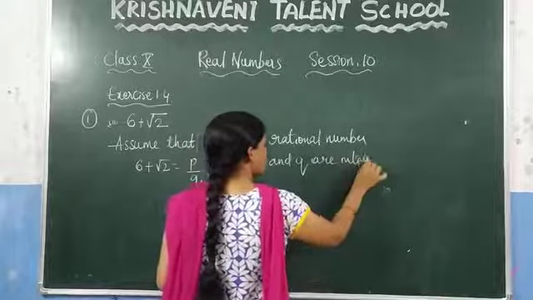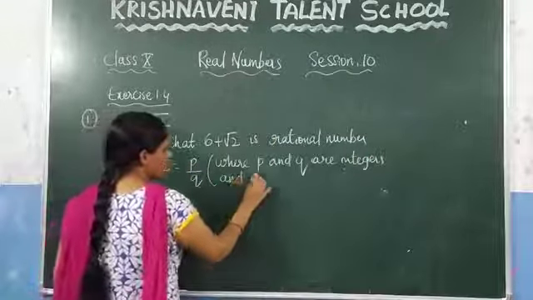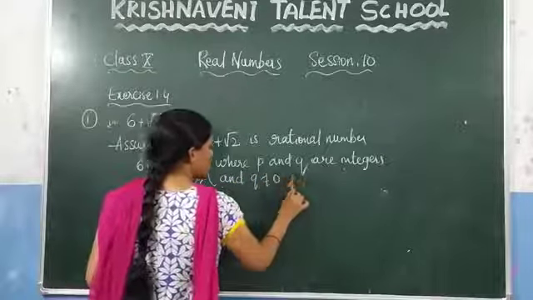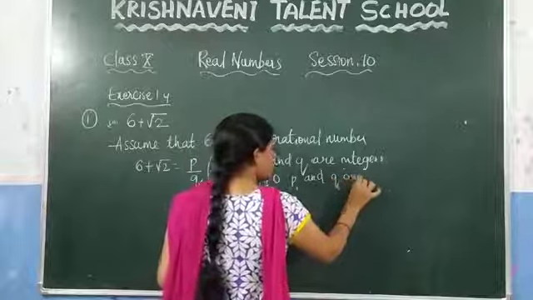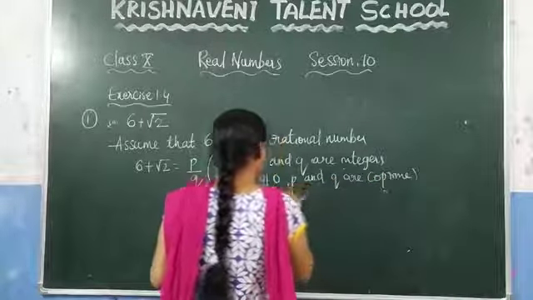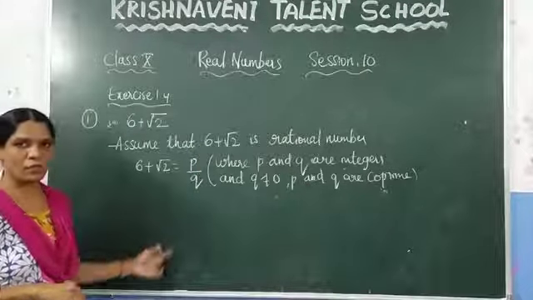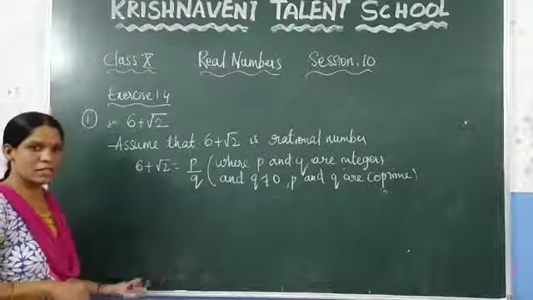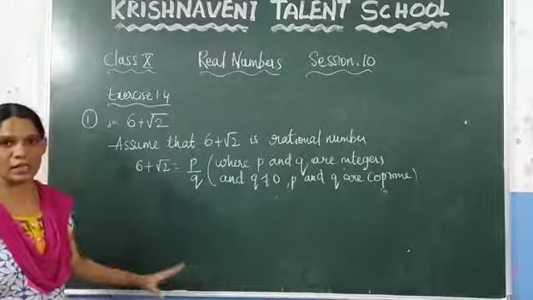And what is the condition for the denominator? Q not equal to 0. And what are P and Q? They are co-prime. These are the conditions you need to mention here. And after that, what we need to do here, we have to get some false statement, which states that we have to get one as a rational number and the other as an irrational number.